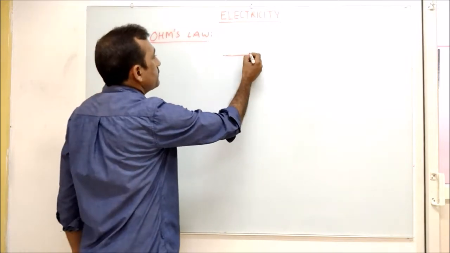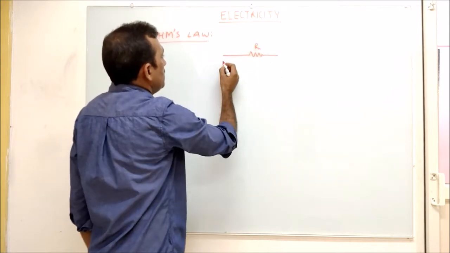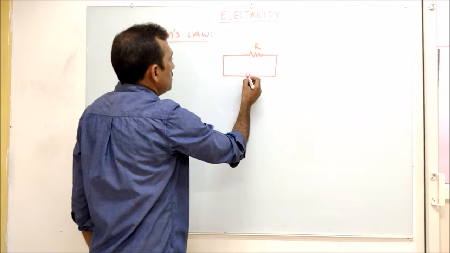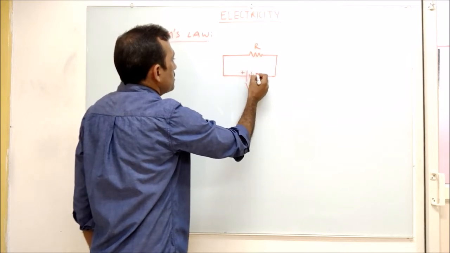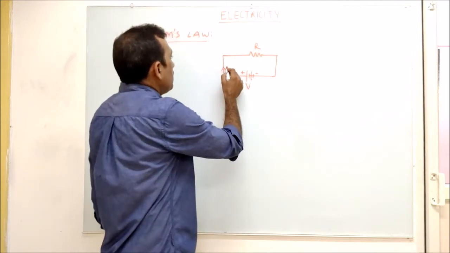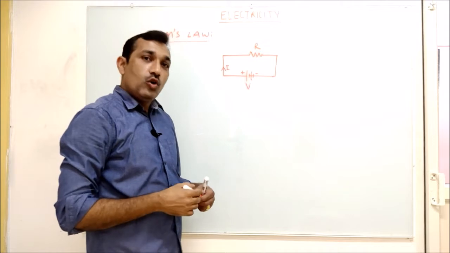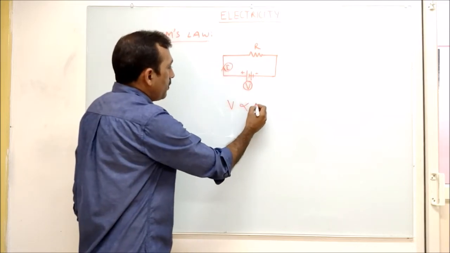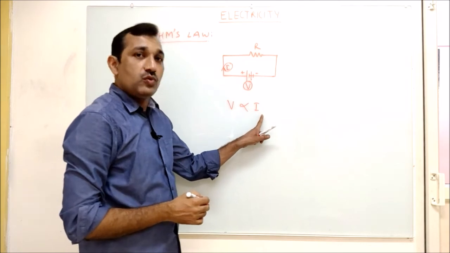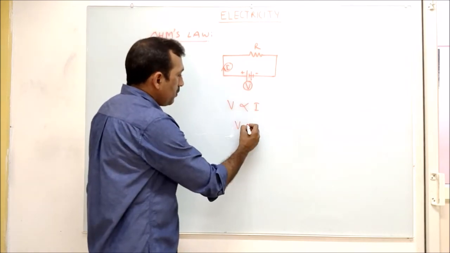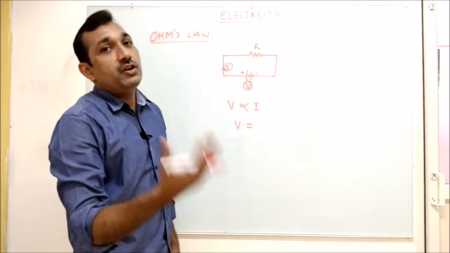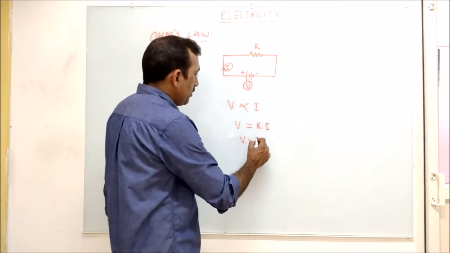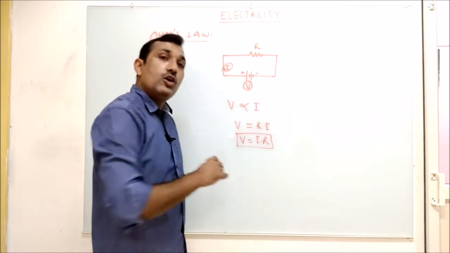So let me make a circuit. This is the symbol of a resistor, say this is R, and this is a battery, plus minus. And the current flowing is I. Now Ohm's law says this voltage and this current will be proportional to each other. V is directly proportional to I, and we know when we replace this proportional symbol with an equal sign, we have to add one constant. In this case we are adding a constant R, right? Normally it is written as V equal to IR. Okay, this is Ohm's law.